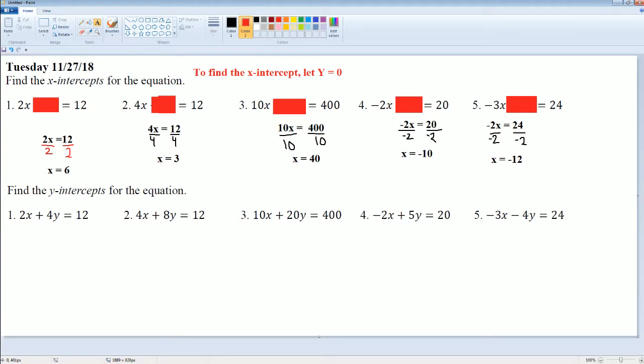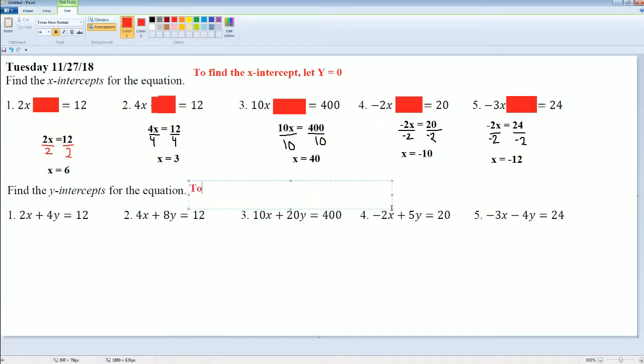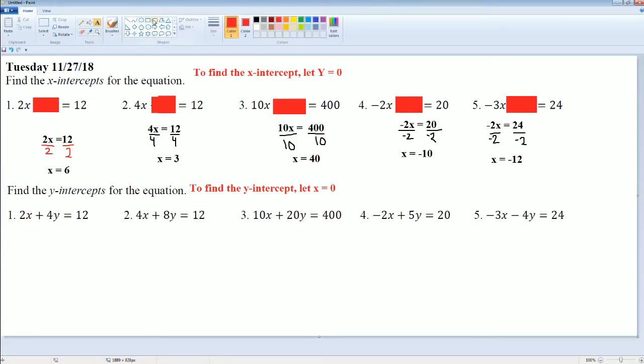Alright, next process. You're going to find the y-intercept for the equation. So let's make a note to ourselves what the idea is. To find the y-intercept, let x equal 0. Alright, to find y, x has to be equal to 0. So if x is going to be 0, this is going to disappear because 2 times 0 is 0. So it should look like that.